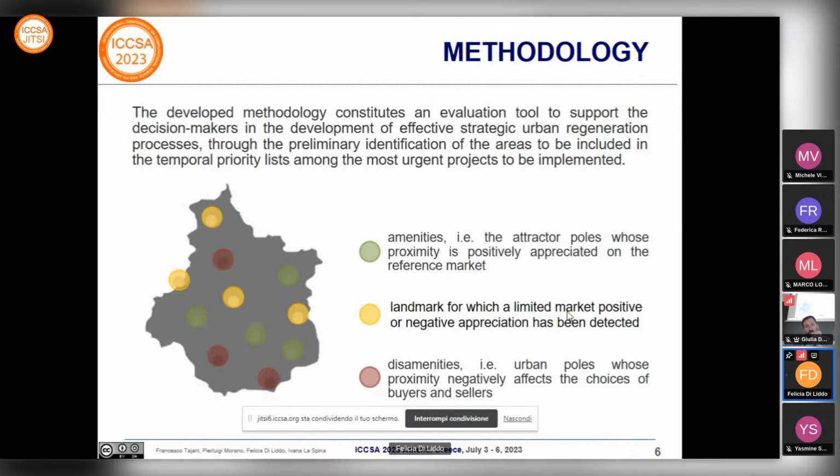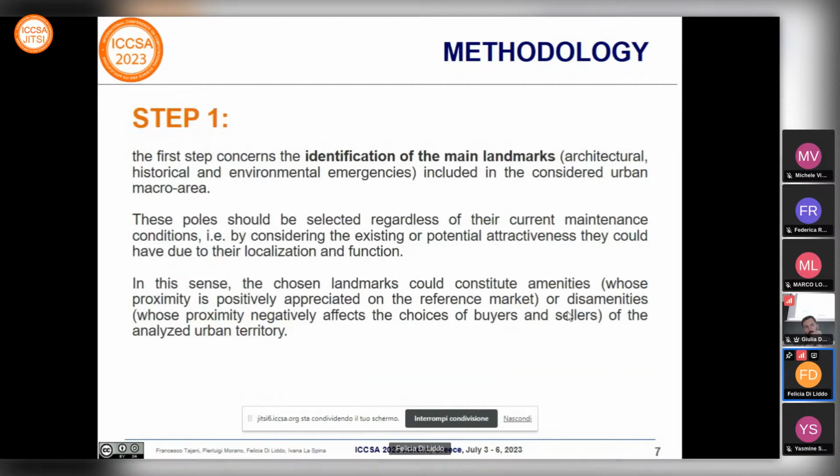Thus, an econometric technique is implemented in order to examine the influence of each factor on selling prices by assuming the property asset price increase as a proxy variable of the benefits generated by the urban redevelopment intervention for the local community. The methodology is structured in 7 phases. The first one concerns the identification of the main landmarks included in the considered urban area. These poles should be selected regardless of the current conservative condition, so they are amenities or disamenities.